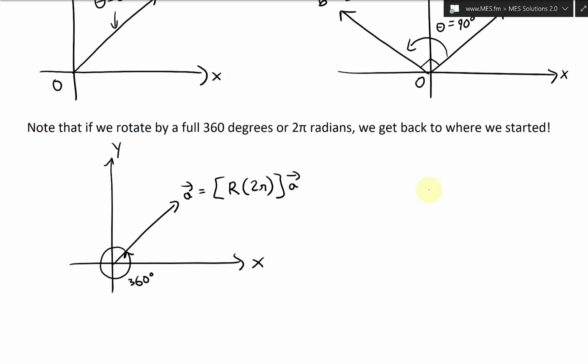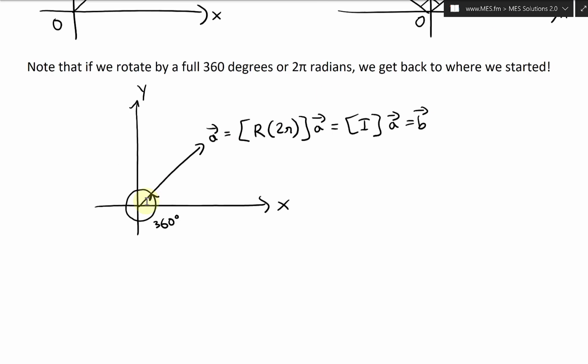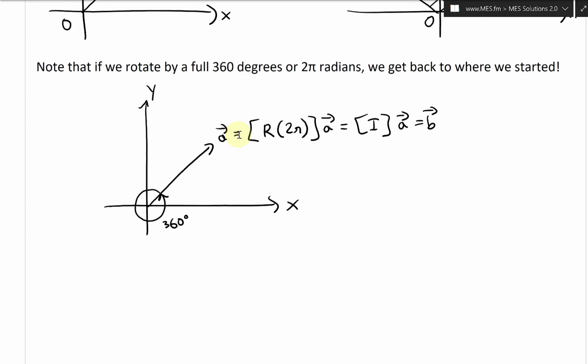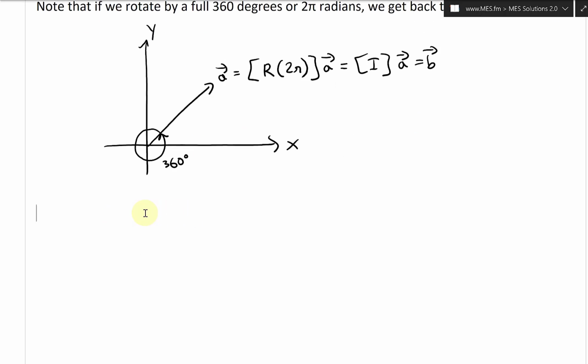The matrix times a vector. This has to equal itself. This has to be just the identity matrix times a, which again is our b, so they all equal each other. And we can actually see this further by calculating it out.